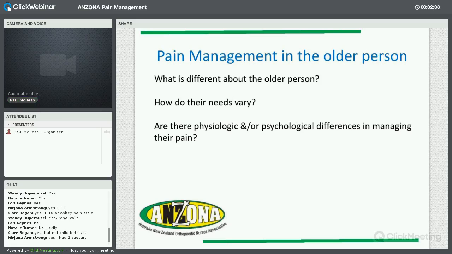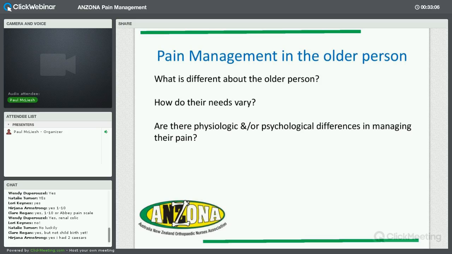So I guess if you've had severe pain, you can sort of understand it. It gives you tunnel vision, and you're very focused on yourself, and it's a really, really unpleasant feeling, and you almost do anything to get rid of it. So it's good to appreciate that as nurses, and we can look at how we manage patients' pain. So what's different about an older person, and how do their needs vary?